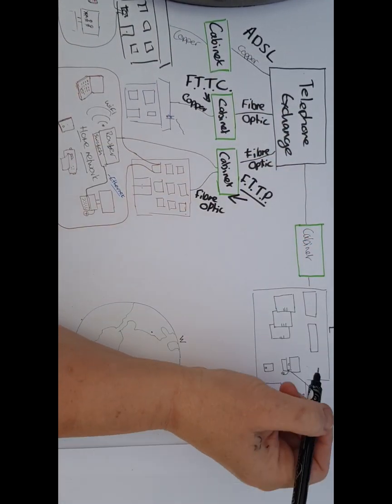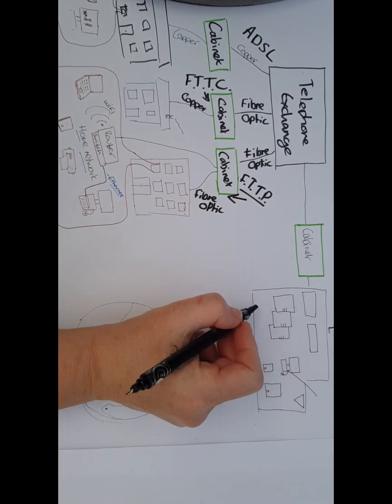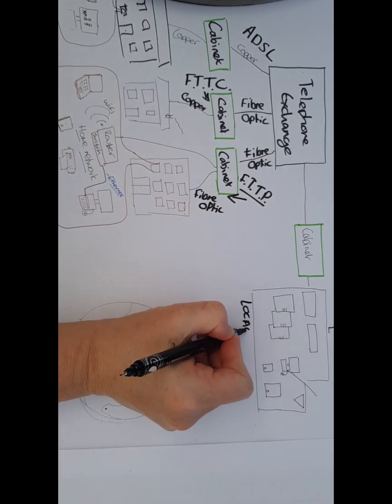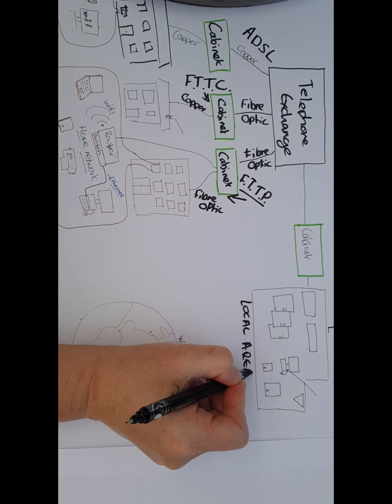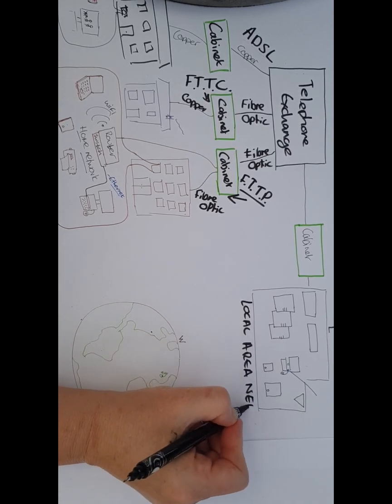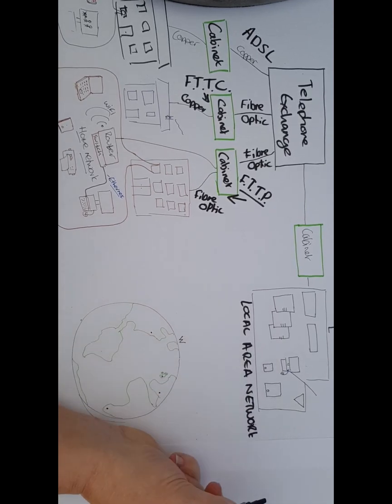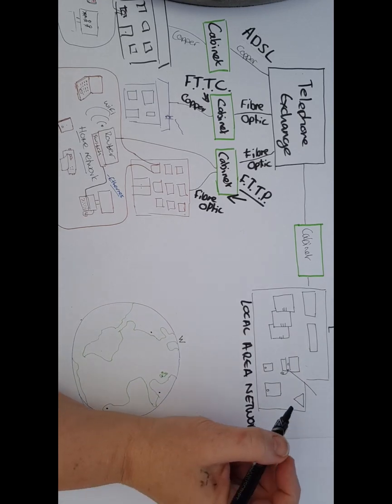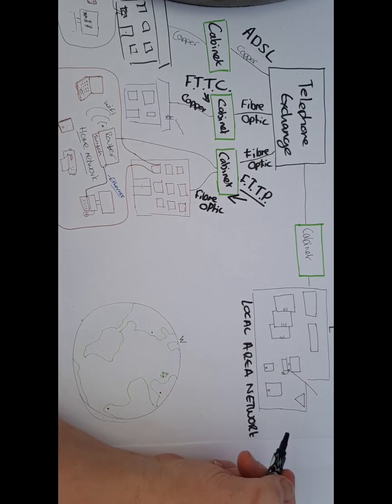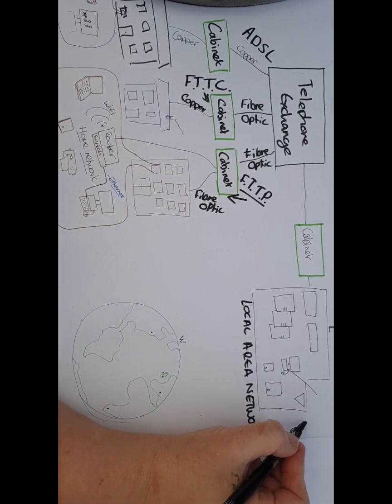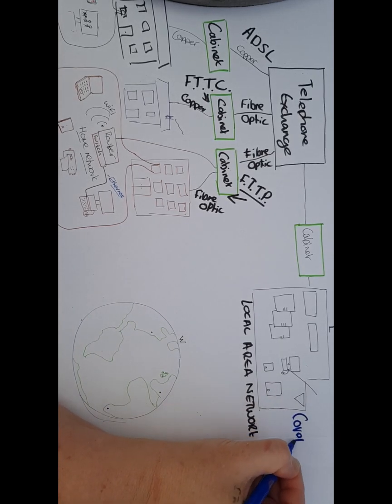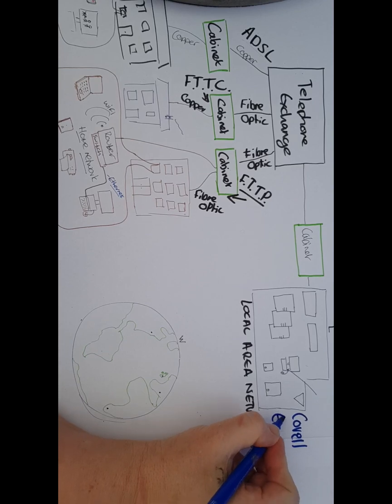Then let's have a look at a local area network for a business. So this is like an office and maybe a workshop, so some sort of business here. And we're going to call it Cavell Enterprises.